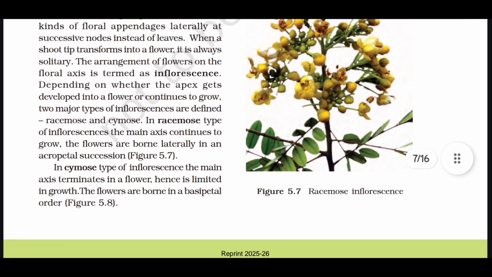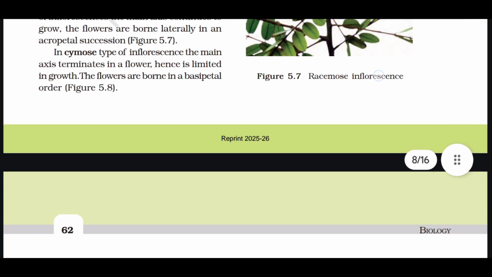Depending on whether the apex gets developed into a flower or continues to grow, two major types of inflorescences are defined: racemose and cymose. In racemose type of inflorescences, the main axis continues to grow. The flowers are borne laterally in an acropetal succession. In cymose type of inflorescence, the main axis terminates in a flower, hence is limited in growth. The flowers are borne in a basipetal order.